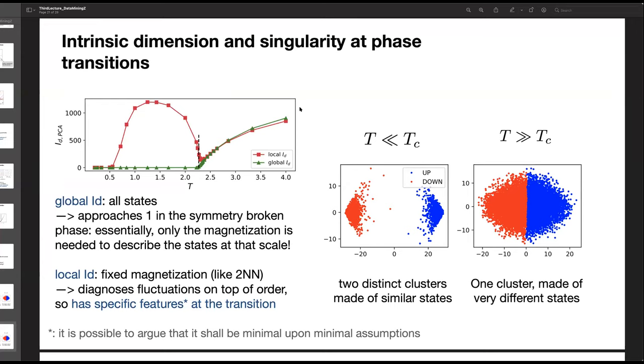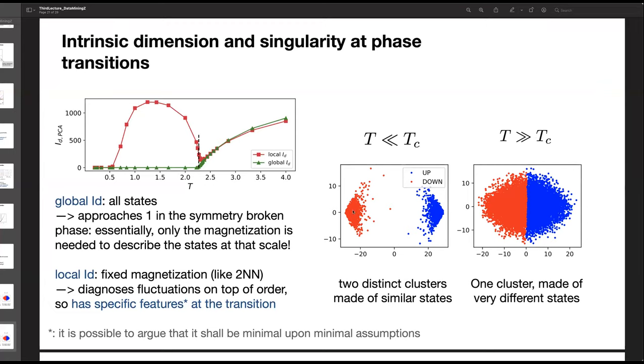Oppositely, at high temperature, this will be very large, of course. Then we can define something a bit different, which is not the ID of all the states, but the ID of all the states projected in a fixed magnetization sector. So we, on purpose, select only states which have average magnetization plus. Now, in the high temperature phase, this does not matter, and indeed the red curve and the green curve at high temperature have the same behavior. But what happens in the low temperature phase is very different.